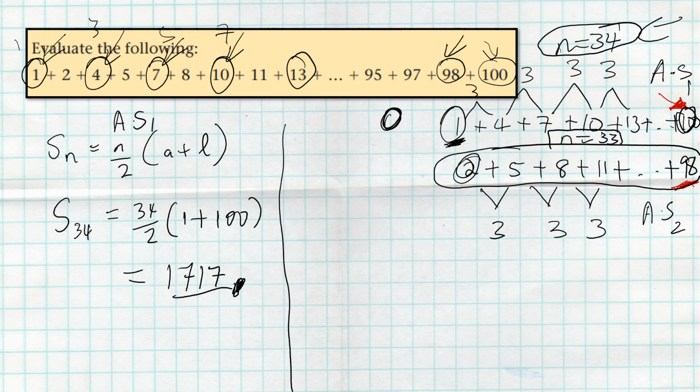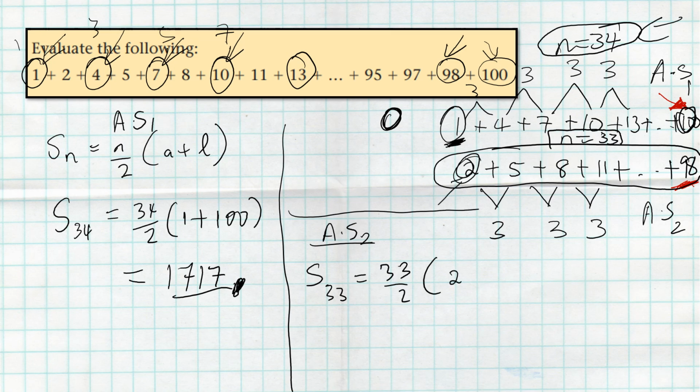So let me also determine the sum of arithmetic sequence 2. How many terms did we get? It's 33 terms. It's going to be 33 over 2. What is our a? Our a is 2. What is our last term? Our last term is 98, right? So you must be very careful when we are dealing with combinations, because this is quite challenging. So this will give me 1650.